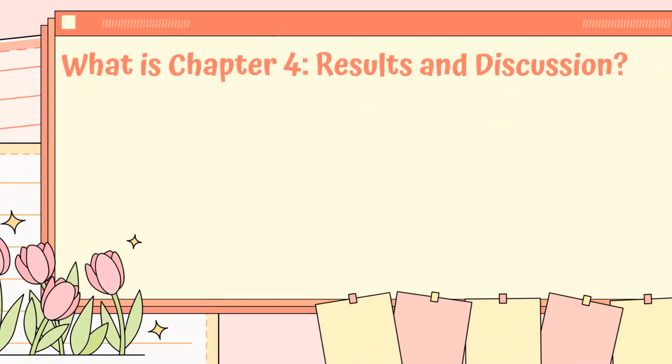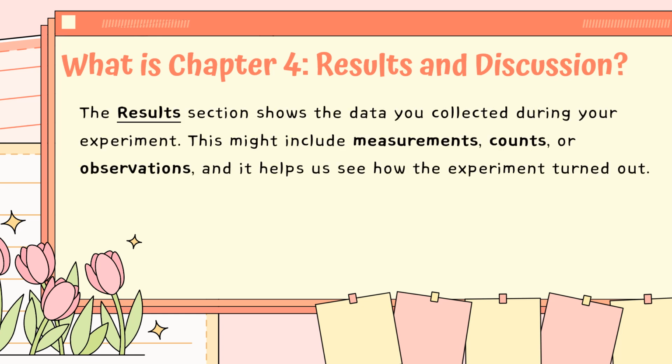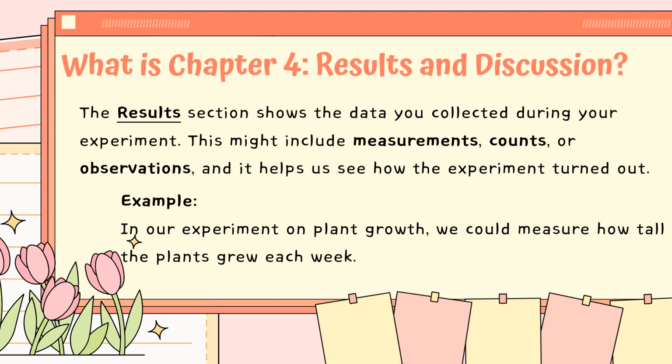What is Chapter 4? Results and discussion. The results section shows the data you collected during your experiment. This might include measurements, counts, or observations, and it helps us see how the experiment turned out. Example: in our experiment on plant growth, we could measure how tall the plants grew each week.